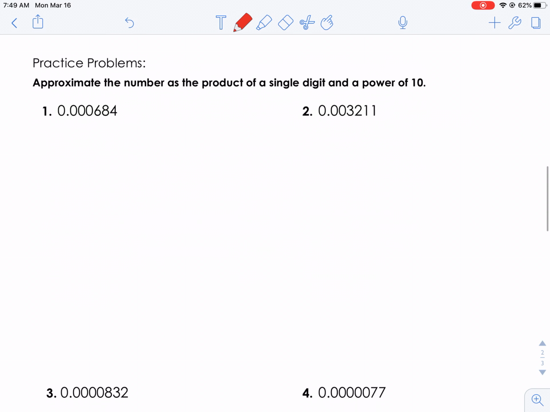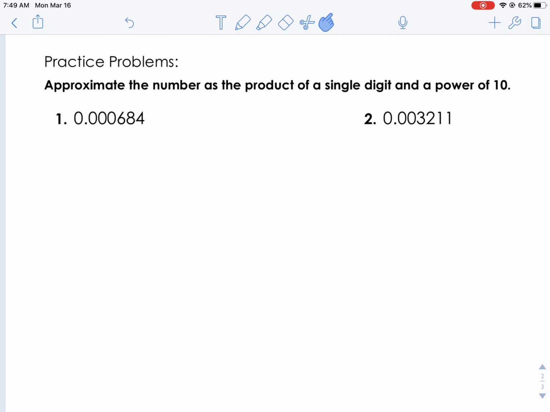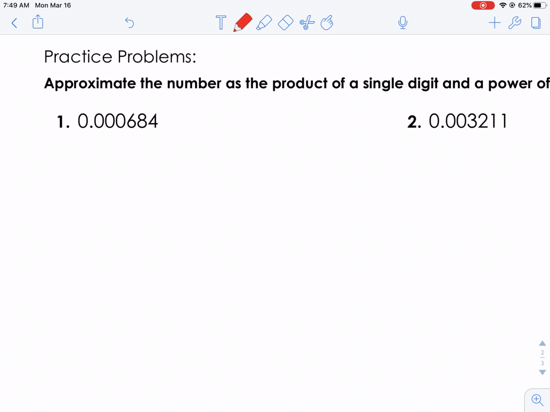All right, again, we're going to look at 4 examples. Okay, in each of these, again, we're writing the number as a product of a single digit and a power of 10. So in number 1, we have 0.000684. We're going to be looking at rounding the 6. 8 is going to round the 6 up to a 7. So we would have 0.0007.